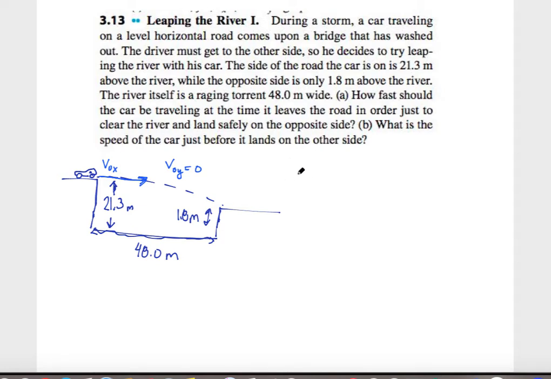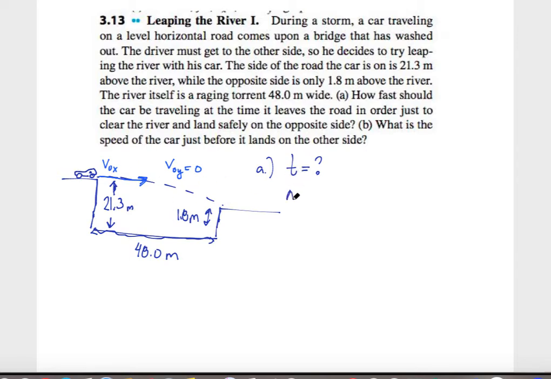Well, first we're going to figure out how much time it spends in the air. So this is part A. The time that it spends in the air is our current goal, because we need to know how long it's in the air in order to figure out how fast it has to be traveling in order to get to the other side.